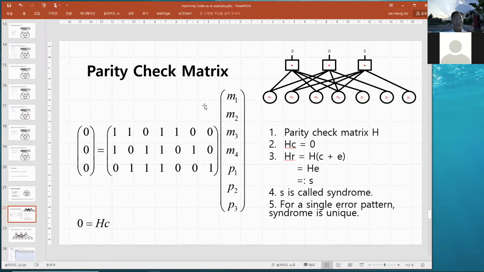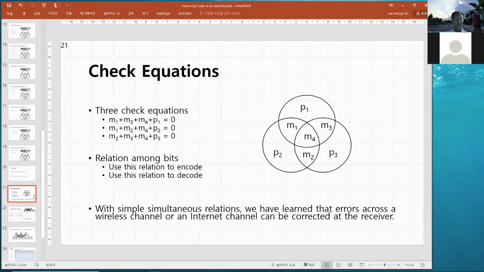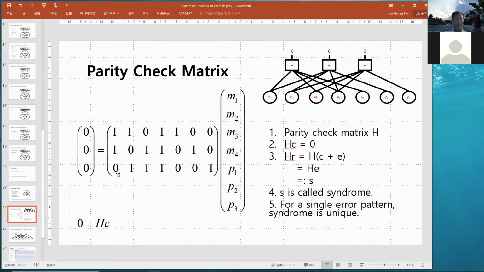And here is a parity check matrix. Using those equations, we can obtain this parity check matrix. There are 3 equations, so there are 3 rows in this matrix. This matrix is called the parity check matrix.